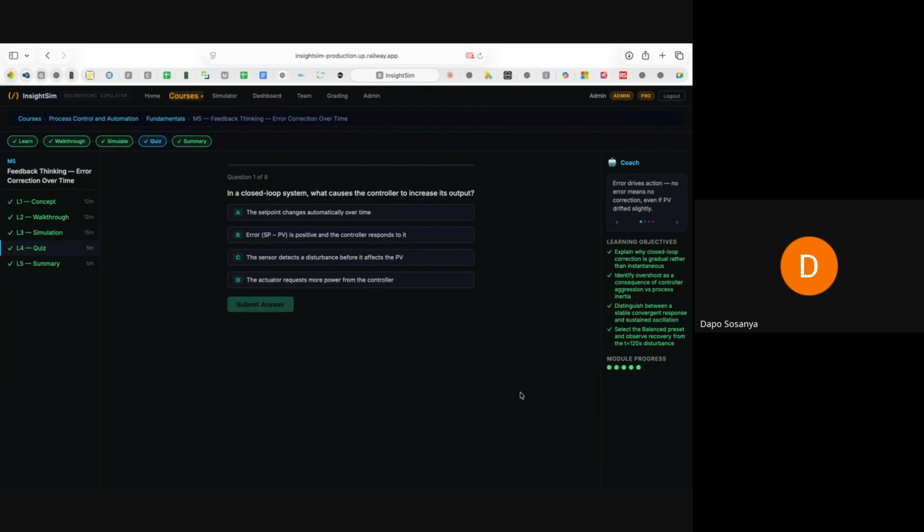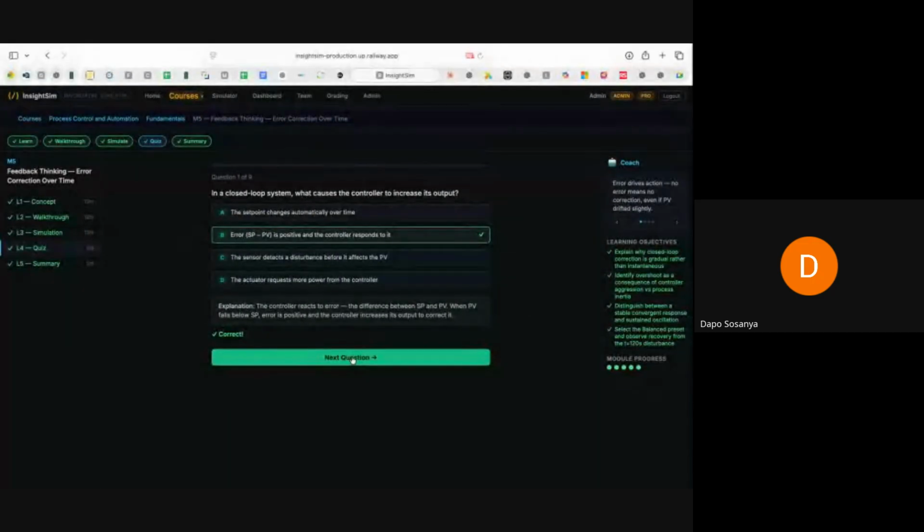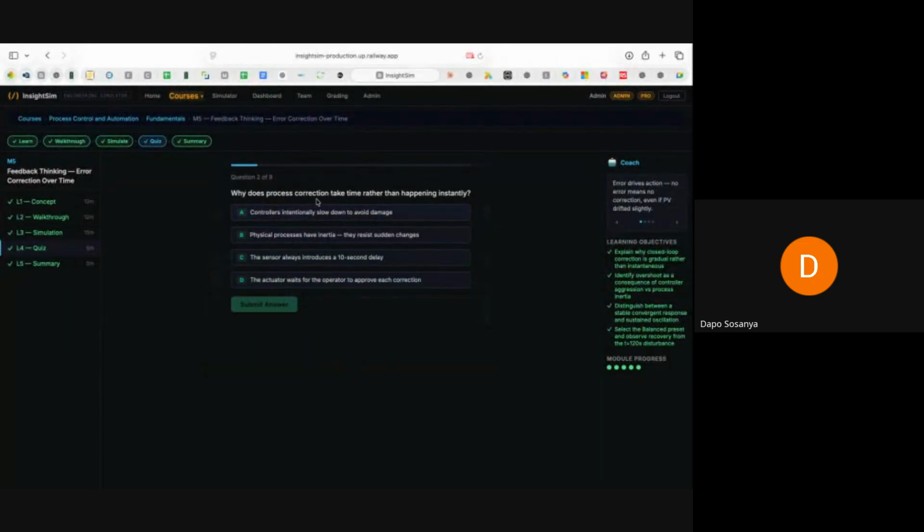Okay. All right. So in a closed loop system, what causes the controller to increase its output? A, B, C, or D? B. Okay. Next question. Why does process correction take time rather than happen instantly?